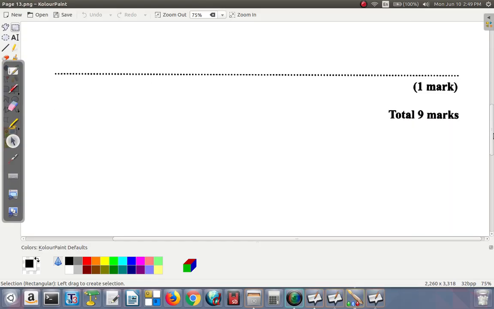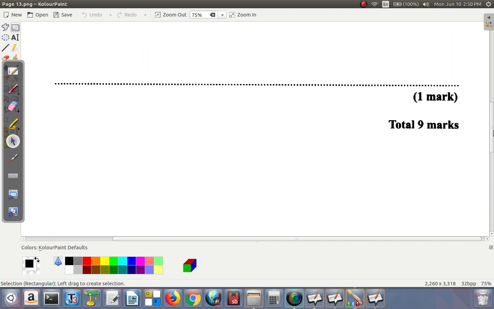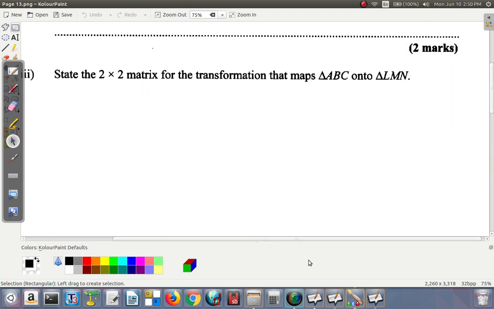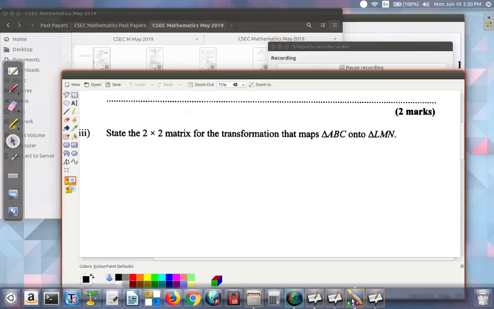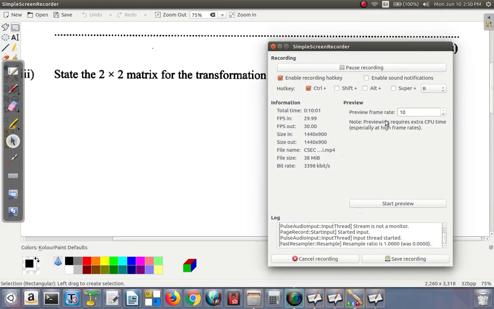All right, so anything else in this question? All right, so that's question 3 done. So I'll see you a bit later as we continue going through this paper.